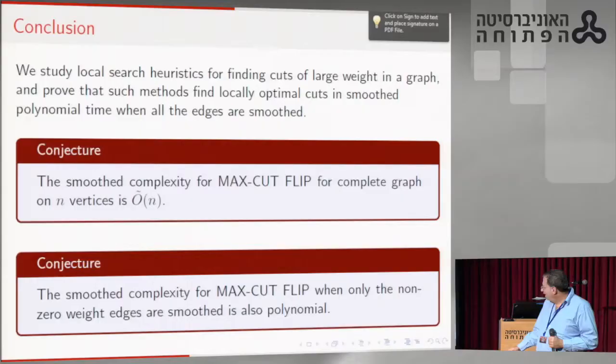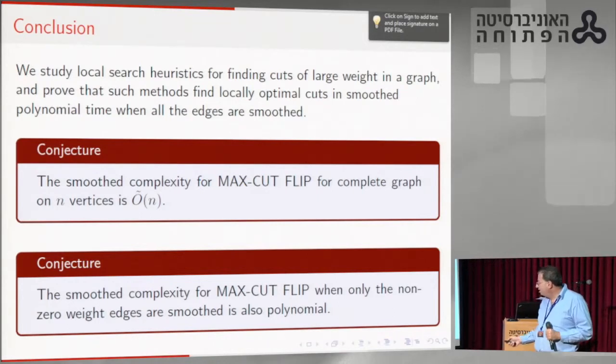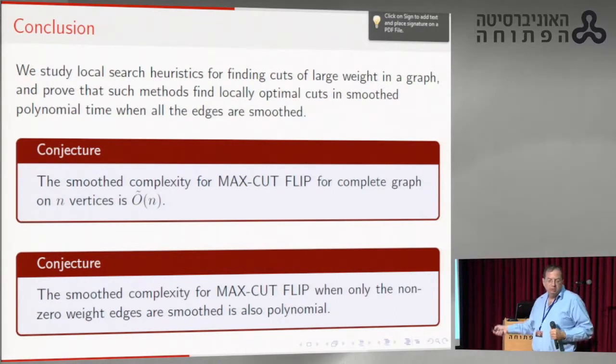So I'll conclude with two conjectures. The most interesting one is just to show that on the complete graph, maybe on any graph, the smooth complexity is order n, maybe with logs.